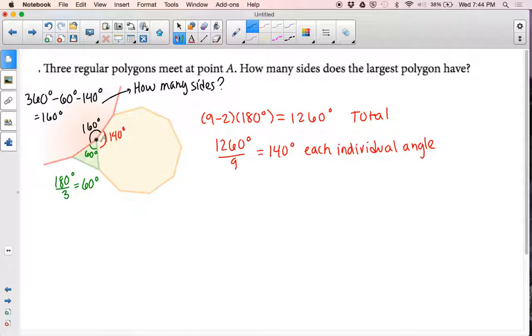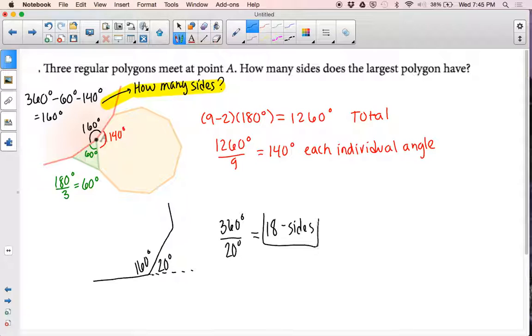Now remember that the goal is to find out how many sides this polygon here has, this red polygon. So I'm going to remember what we talked about last class, where we said if we know the interior angle, then I know the exterior angle also. The exterior angle has to be 20 degrees because they're supplementary. Since all of the exterior angles add to 360, if I divide that by 20 degrees, then I get 18. And that means that there must be 18 sides. So that polygon has 18 sides.